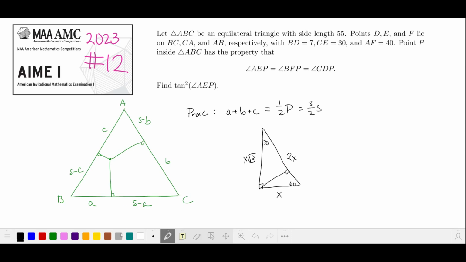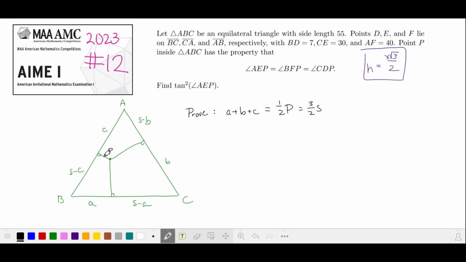Here are the ratios of the three sides, and I'm going to find h in terms of x. The area of our triangle is x squared root 3 over 2, which is 1/2 base times height, where the base is the hypotenuse. Solving for h, that's x root 3 over 2. We're going to use this formula a lot in our proof.